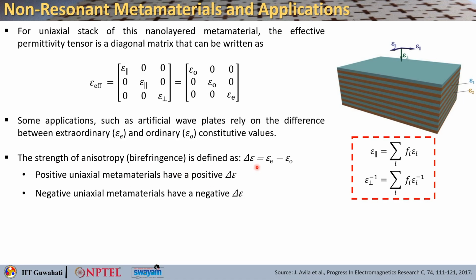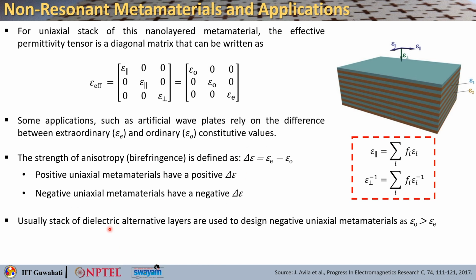Okay. So, the strength of anisotropy can be calculated as delta epsilon, which is basically the difference between epsilon E and epsilon O. Now, if the difference is positive, you call it a positive uniaxial metamaterial. If the difference is negative, you call it a negative uniaxial metamaterial. So, usually a stack of alternating dielectric layers is used to design negative uniaxial metamaterials, okay, because in this case you will get epsilon O larger than epsilon E.